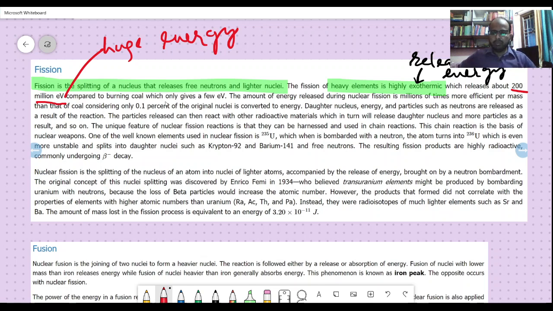Compared to the burning of coal, which gives only a few electron volts. Coal burn பண்ணா உங்களுக்கு few தான் இருக்குது. இங்கே billion electron volt. The amount of energy released during nuclear fission is millions of times more efficient per mass than coal.